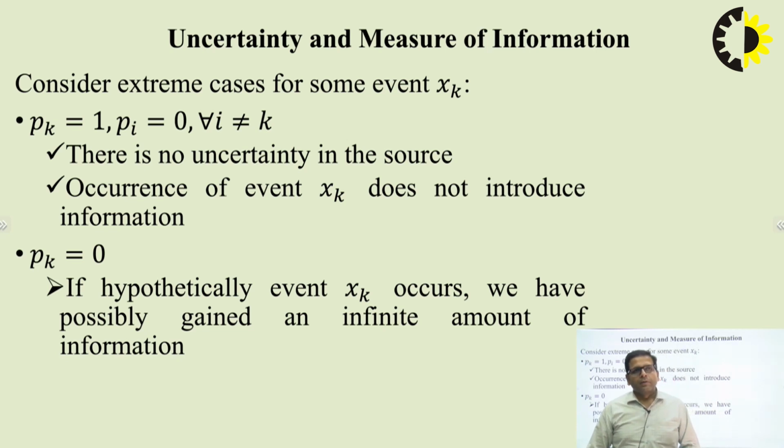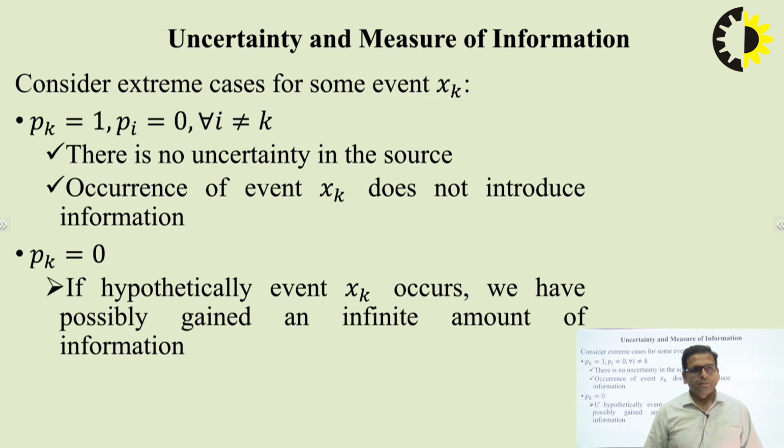So, when we talk about information, we will see that the information is inversely proportional to the probability of occurrence. For example, if I say the sun rises in the east, there is no gain in information because this is a universal truth and the probability of this event is 1.